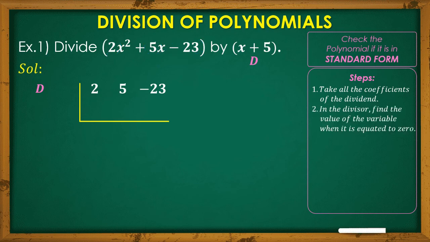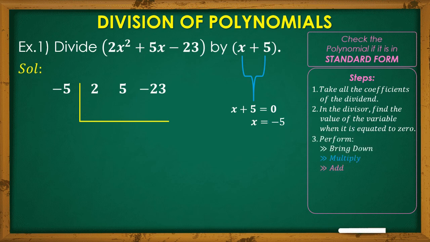Number 2. In the divisor, find the value of the variable when it is equated to 0. Anong gagawin? So, i-equate natin yung x plus 5 or yung divisor to 0. And by solving, we will get x equals negative 5. Ngayon, si negative 5 ang ilalagay natin sa labas as the divisor. Now, step number 3, we will perform bring down, multiply, and add.